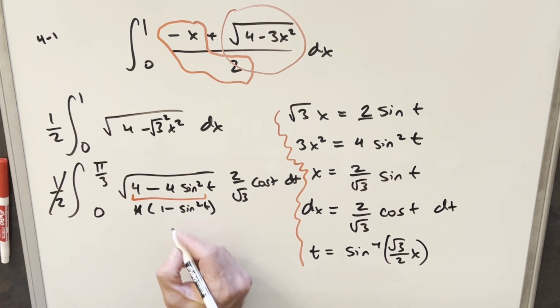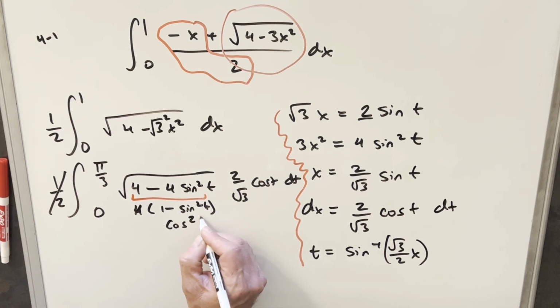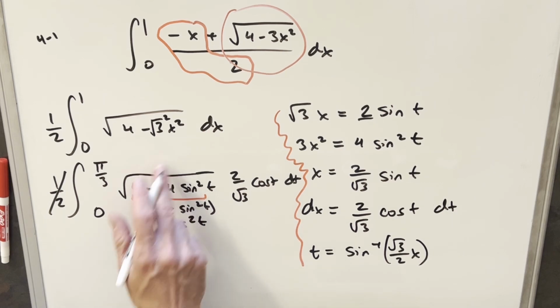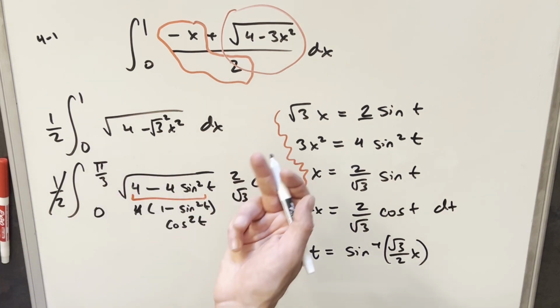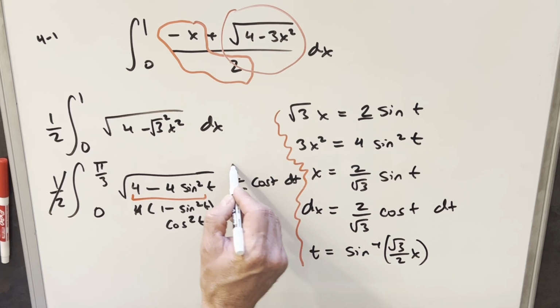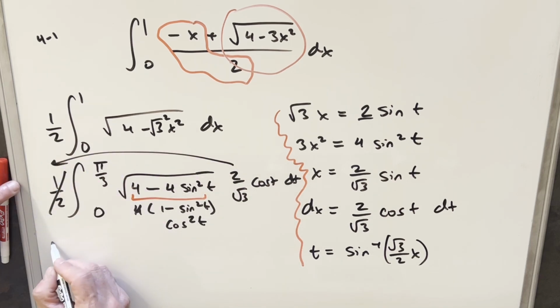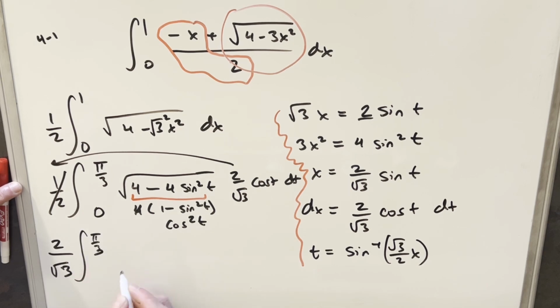But 1 minus sine squared t is the same thing as cosine squared t, but it's inside the square root, which is just going to give me cosine of t. So let me rewrite this. I'm going to bring my 2 square root of 3 out front. So let's clean this up a little bit. So we'll have 2 square root of 3 from 0 to pi over 3.